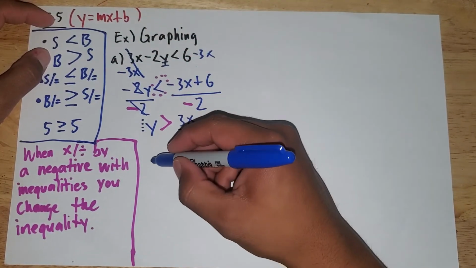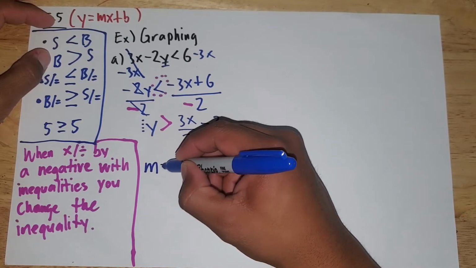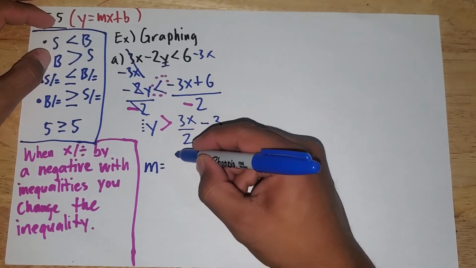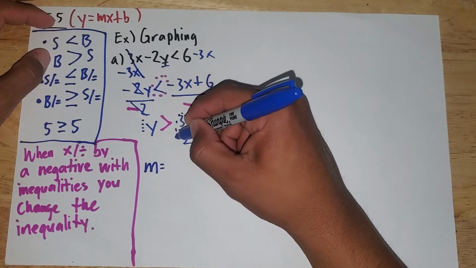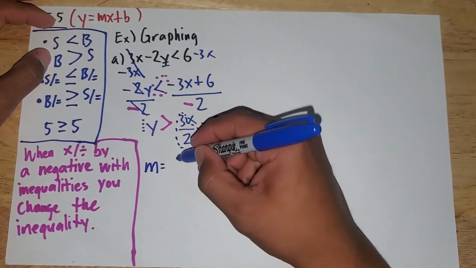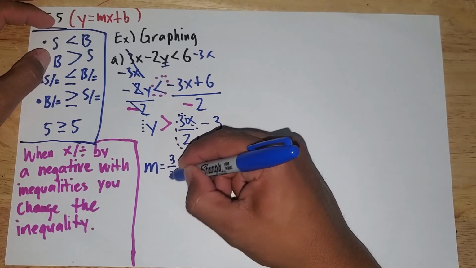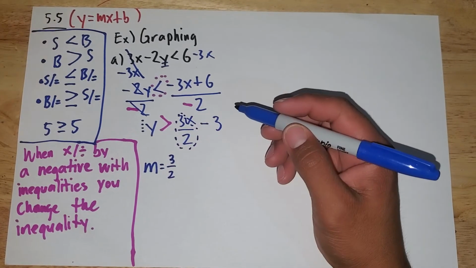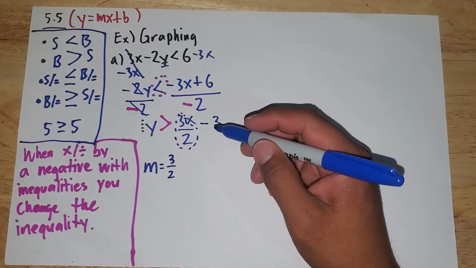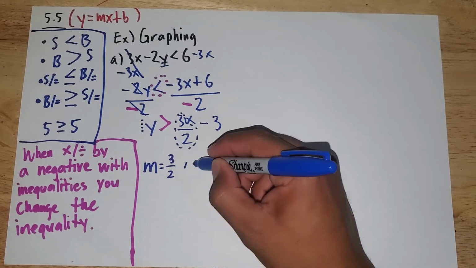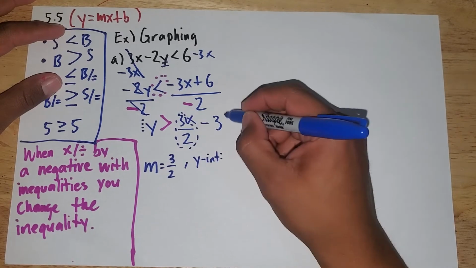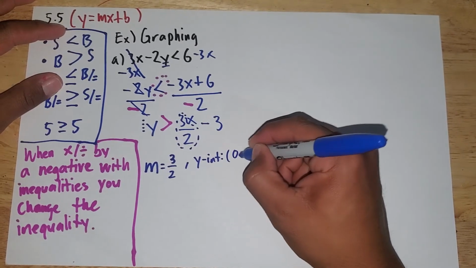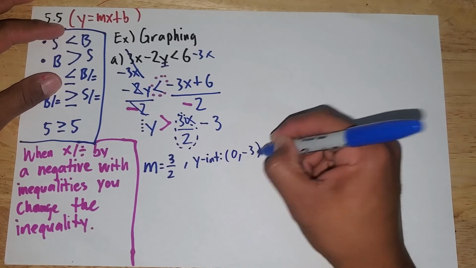Remember, the way we did that, we needed to identify what the slope was. So the slope here, again, it's not just the coefficient of x. Don't forget that there's this 2 down here. That's part of your slope. And we have to be able to identify our y-intercept. And our y-intercept, remember, is not just the number. It's 0, negative 3. It's a point.